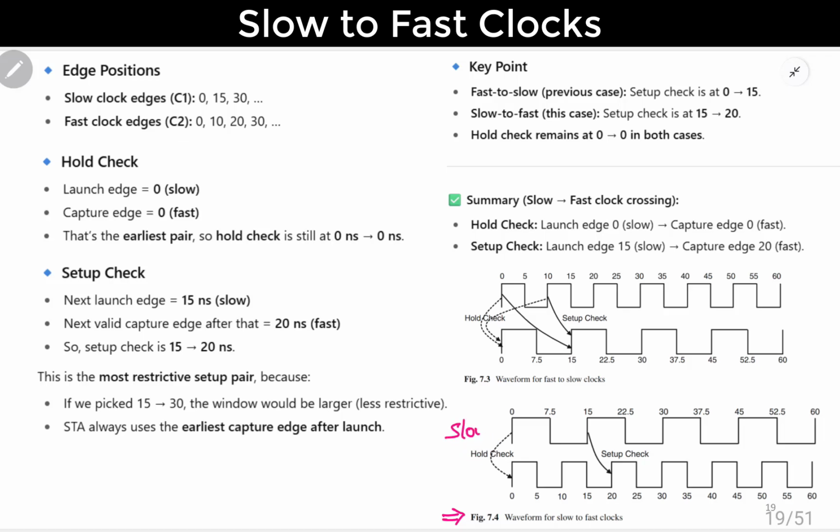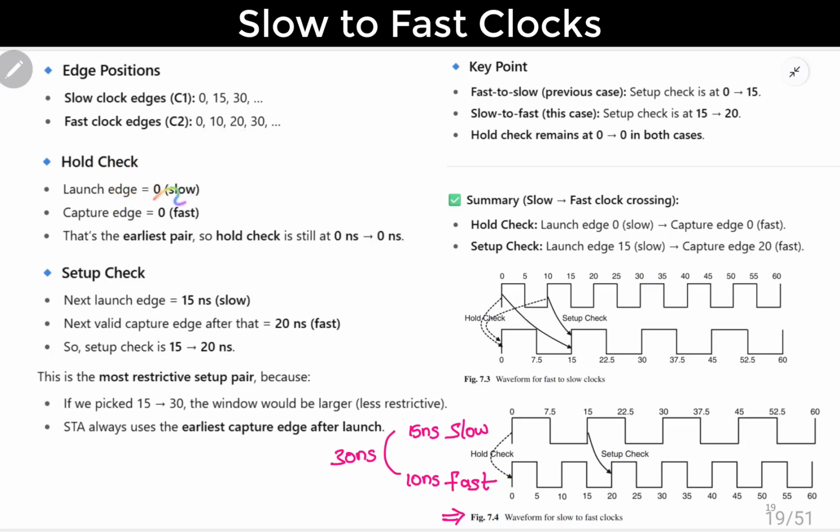Here this is slow, this is fast. Slow is having a time period of 15 nanosecond, this is having a time period of 10 nanosecond, and the common will be 30 nanosecond. Now if you see this particular line, slow clock edges are at 0, 15 and 30. So 0, 15 and 30 are the positive edges, and coming to the fast clock it is 0, 10, 20 and 30.